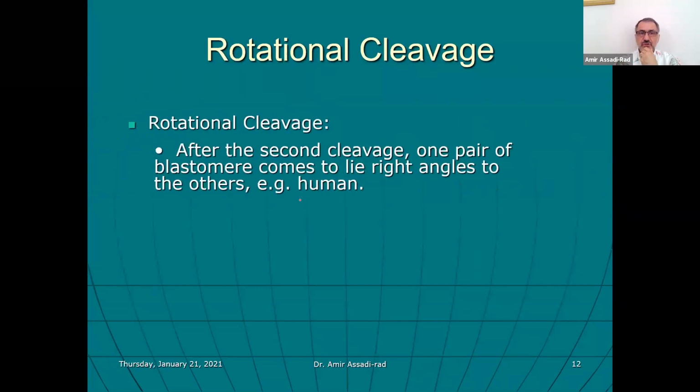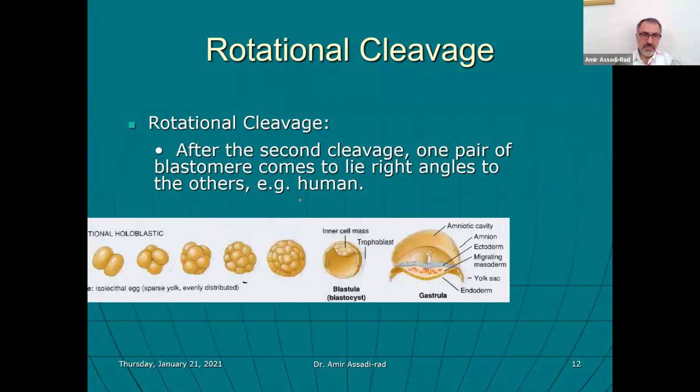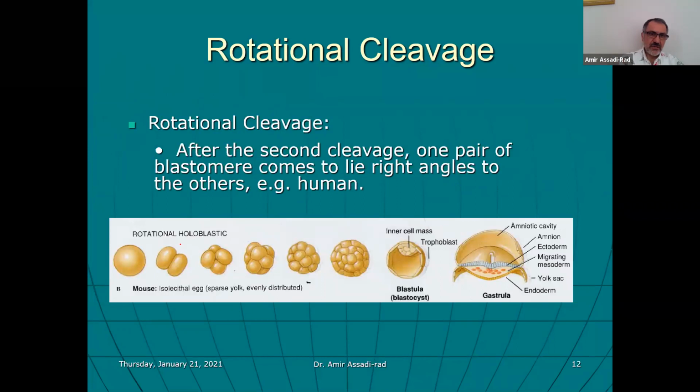Rotational, that's in the case of human. In the second cleavage, one pair of blastomeres comes in at a right angle, right here. So it's at an angle, okay? It's not horizontal, it's not vertical, it's just at an angle. And that would be rotational cleavage. A human is an example of that.